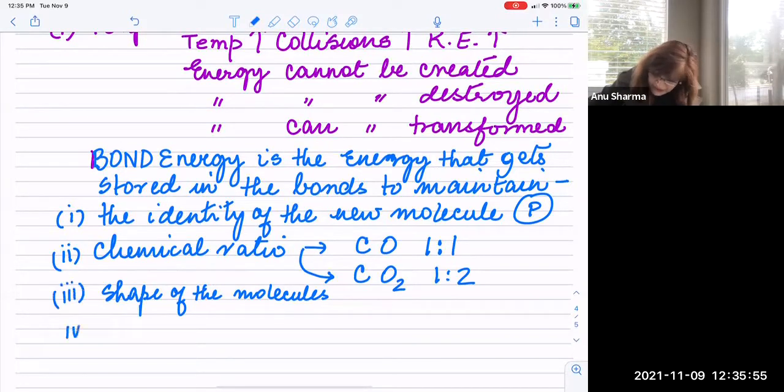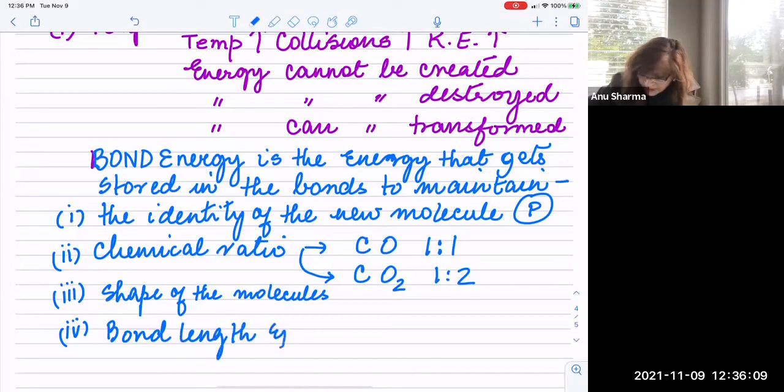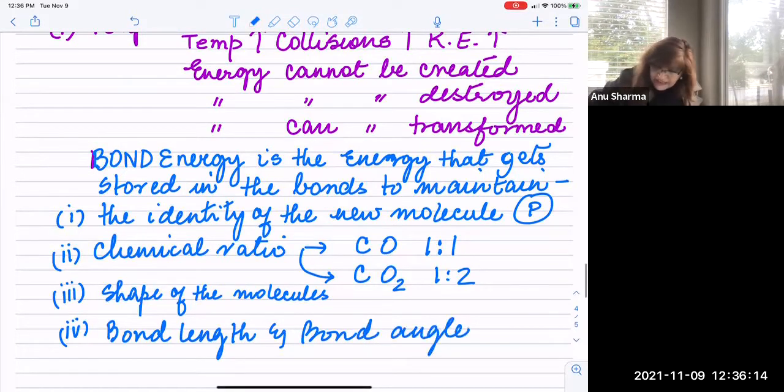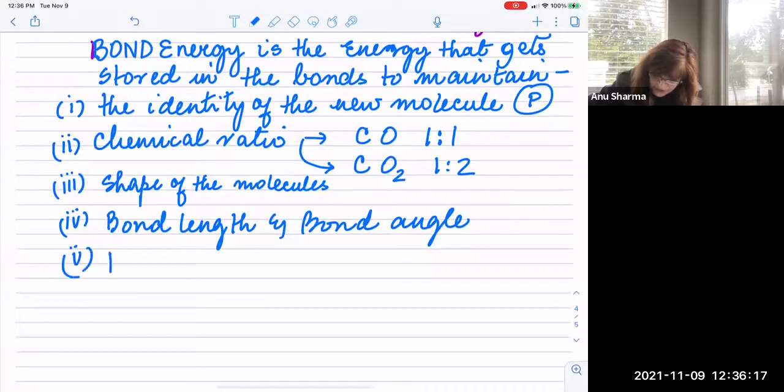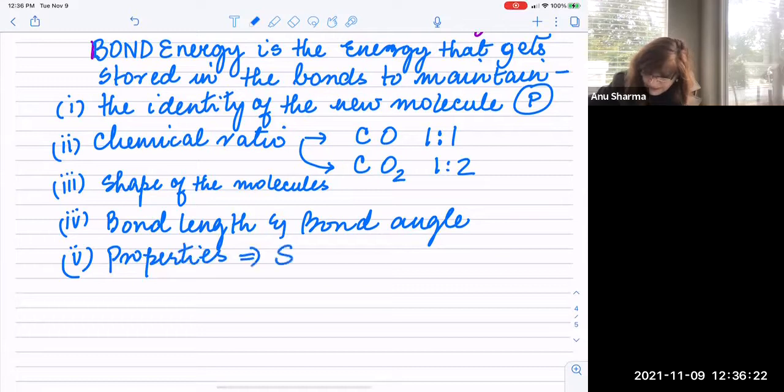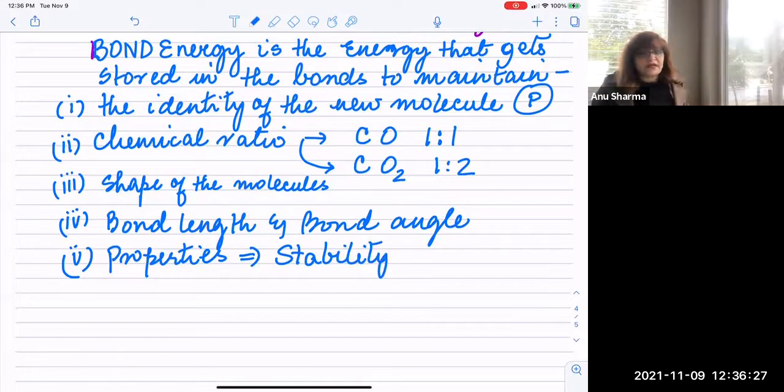And then comes the properties of the molecule, right? Properties, and before shape, let's look at the bond length and the bond angle. Okay, the bond length and the bond angle, all that is needed, and that energy is maintaining that. And then, of course, the property of the molecule. The properties are dependent on the stability of the molecules. So stability has to maintain that way. It has to stay that way. So that stability is very important, and the properties are dependent on the stability of it.